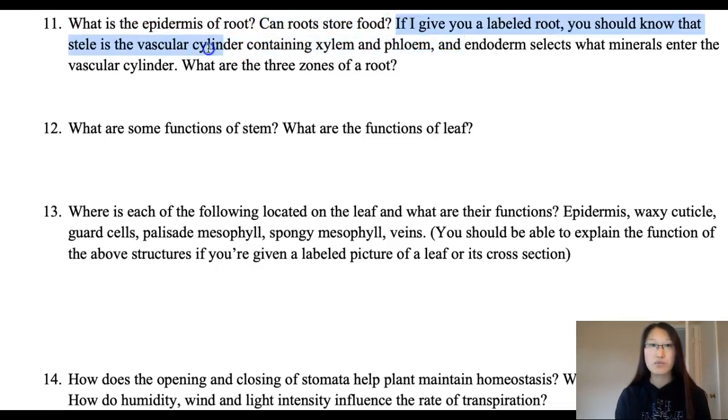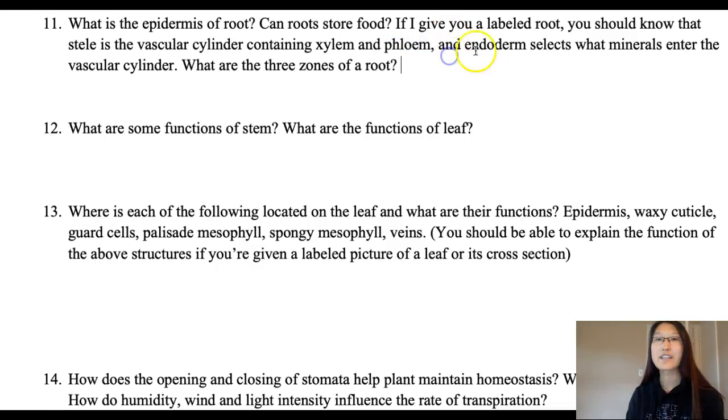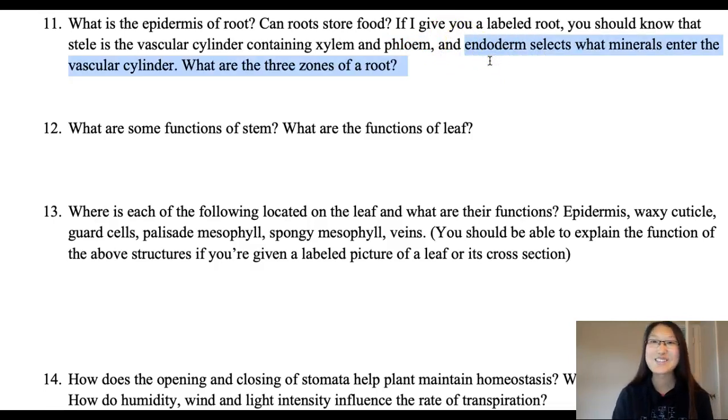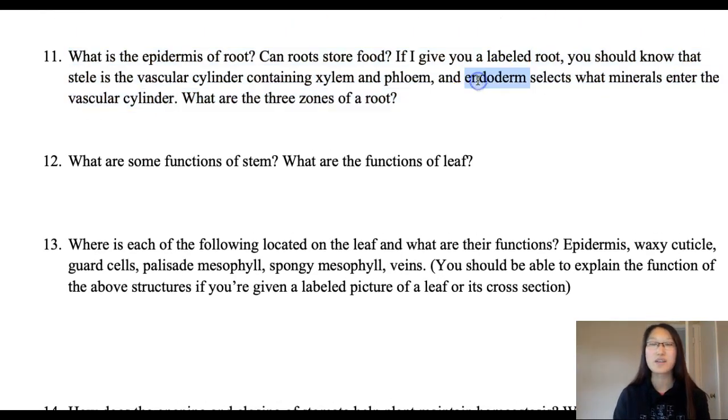If I give you a labeled root, you should know the root stele contains the vascular cylinder, which contains xylem and phloem. So the xylem and phloem are not just separated from each other, they also come in a bundle. You have the xylem transporting water, and you have the phloem transporting food, and they all bundle. It's a bundle deal. And then the endoderm selects what mineral comes into the vascular cylinder. So the endoderm is a part of the roots where it kind of blocks out the toxins from entering the roots.